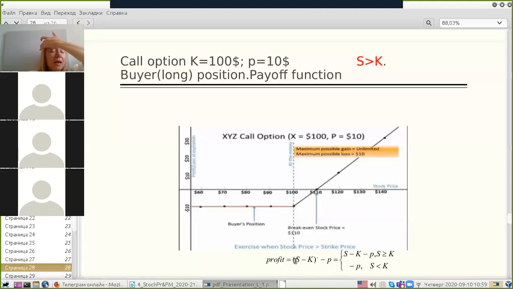But S minus K only when S is more than K. But if S is less than K, it is only zero, because the owner of the option does not have an obligation to realize this. Do you understand this graph? If I should explain again, tell me please. Actually, it's clear, yes? Yes. Thank you.